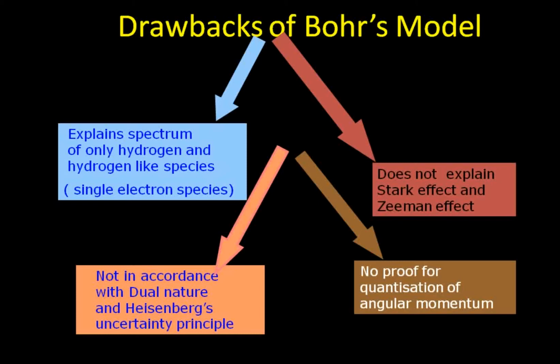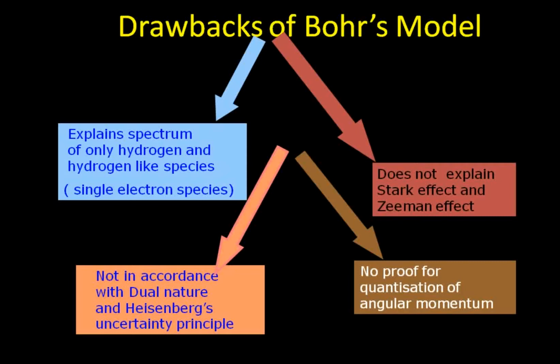In Niels Bohr model, it was one of the postulations that the electron revolving in the nth orbit will have its angular momentum as an integral multiple of h upon 2 pi, that is, in nth orbit it is nh upon 2 pi. But he could not explain why the quantization of angular momentum has been taken.